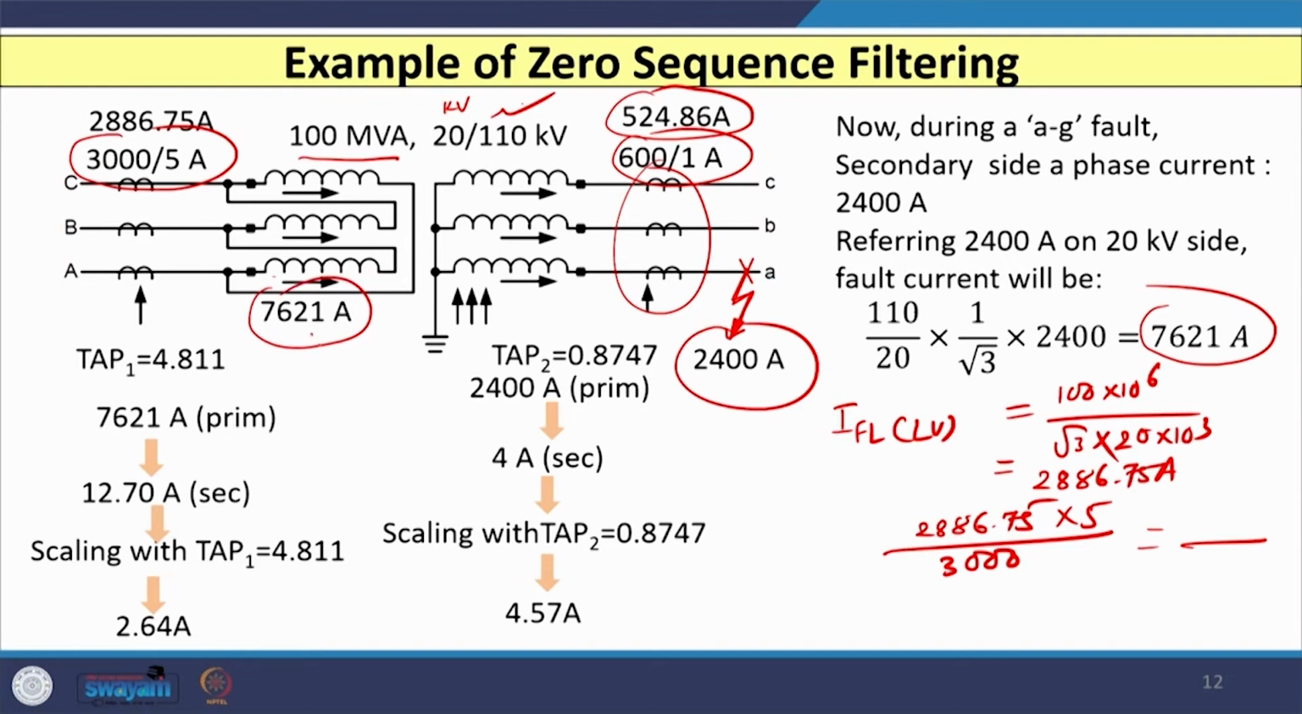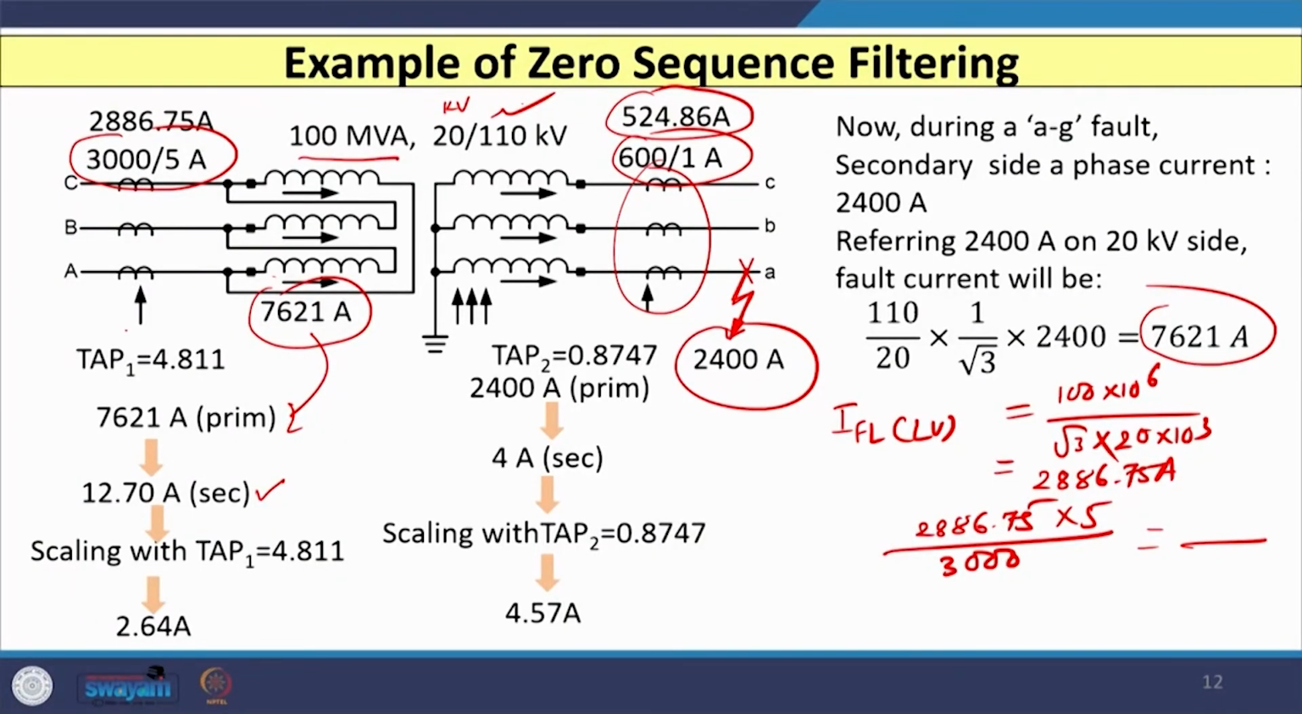Now, if I convert this 7621 ampere current to the secondary side using the 3000 by 5 ampere CT ratio, in the secondary you will have 12.70 ampere. So, 7621 divided by 3000 by 5 gives 12.7 ampere. If you now calculate the magnitude compensation using the tap equation, which is MVA into 1000 divided by root 3 into kV into CT ratio, using the rating of the transformer, your tap value on the LV side is 4.811. If you divide the secondary current by this value, you get 2.64, which is not 1.